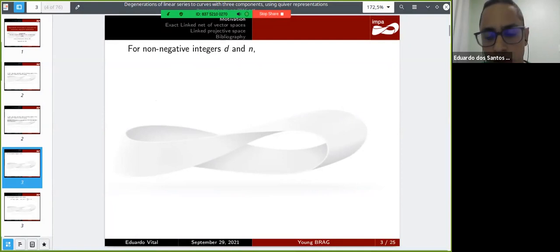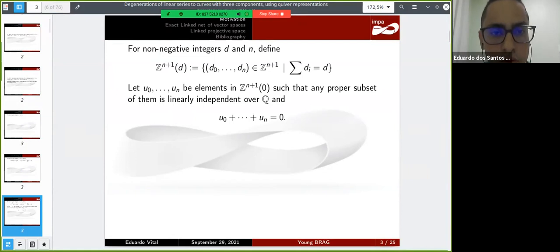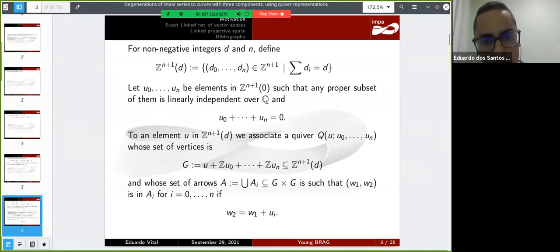For non-negative integers d and n, let Z^{n+1}_d be the points (d_0, ..., d_n) of Z^{n+1} with the sum of d_i equal to d. And let u_0, ..., u_n be elements in Z^{n+1}_0, so that any n-element proper subset of them is linearly independent over Q, and their sum is equal to 0. Then, to an element U in Z^{n+1}_d, we associate a quiver Q, depending on U, u_0, ..., u_n, whose set of vertices is G equal to U plus Z u_0, ..., Z u_n inside this set Z^{n+1}_d.